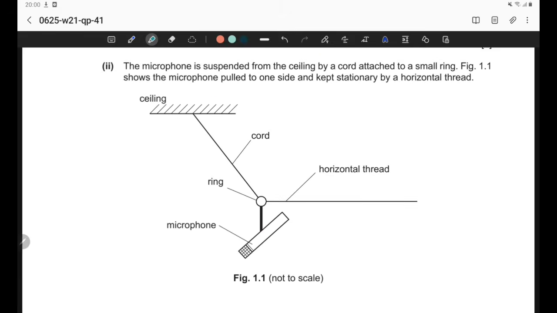Part 2. The microphone is suspended from the ceiling by a cord attached to a small ring. So we can see the microphone suspended from the ceiling using a cord with a ring. The microphone is pulled to the other side using a horizontal thread as shown in the figure to keep the microphone stationary. This point is very important: the microphone is stationary now. From this we can understand it is in equilibrium.